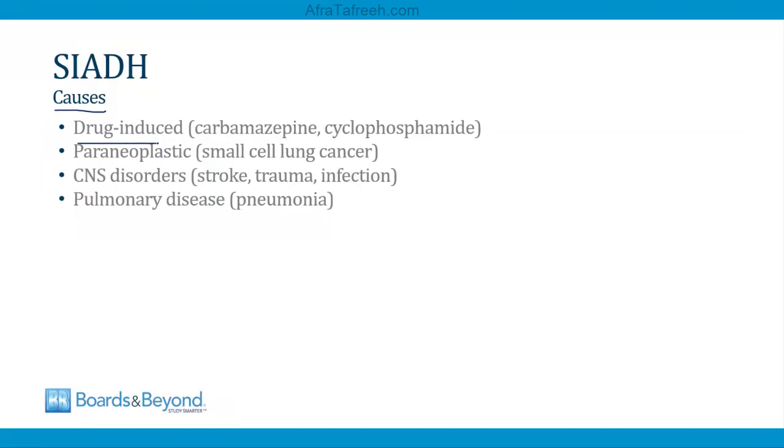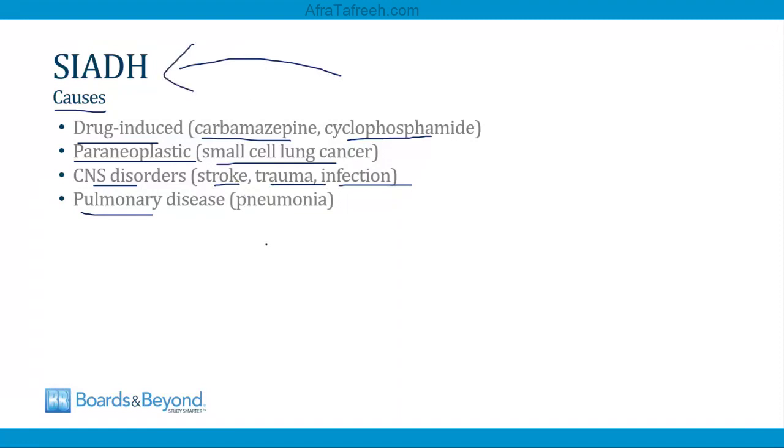There are drug-induced causes. Two of the classic drugs to cause SIADH are carbamazepine and cyclophosphamide. Patients with small cell lung cancer often develop SIADH as a paraneoplastic syndrome. Disorders of the pulmonary system and the brain often cause SIADH, so patients with stroke or head trauma or infection of the central nervous system, these patients often develop hyponatremia from SIADH. The same is true of patients with any pulmonary disease, especially pneumonia. Many pneumonia patients develop mild hyponatremia from SIADH.